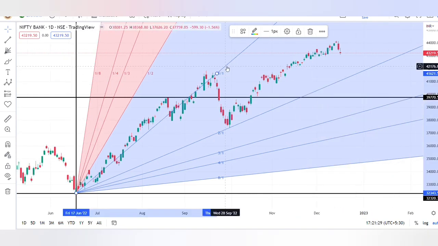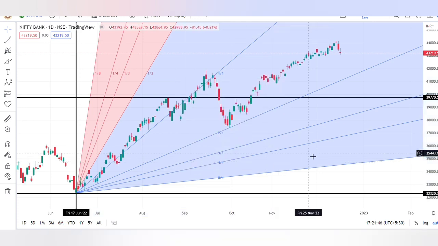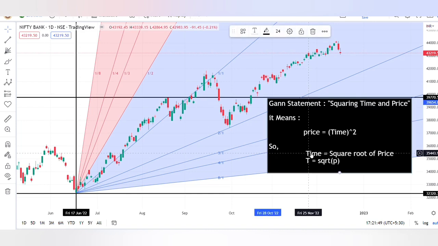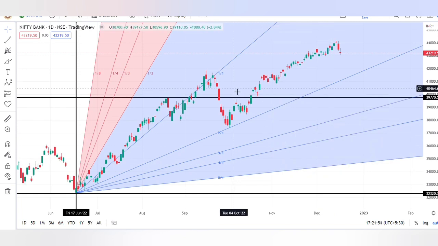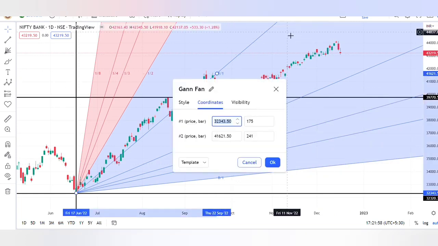Now we'll again go to the coordinates of Gann Fan. So in the second point coordinates, if we increase the time by 1 unit, then we also have to change the price by 1 unit. So we will get a 45-degree angle. We'll first find out the 1 unit of price value. For that we will use the relationship time equals square root of price. Now we'll again go to the coordinates menu. So here 1 unit of price is equal to the square root of the first point price.